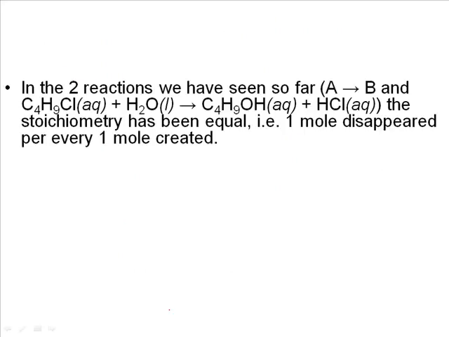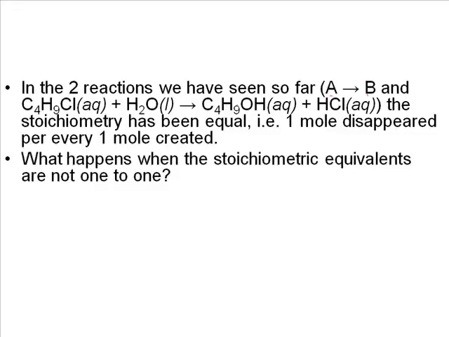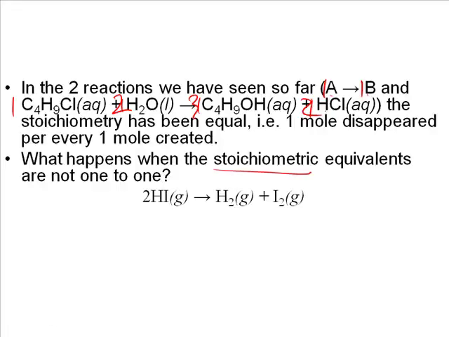So we've seen two reactions. We've had A make B, and then we've had C4H9Cl becoming C4H9OH with some water involved. What we've seen is that 1 A made 1 B. One of these and one of these made one of these and one of these. But many times, as we know in chemical reactions, the stoichiometry is not the same. You may not have a 1 here. You might have a 1, a 2, a 3, and a 2, let's say.